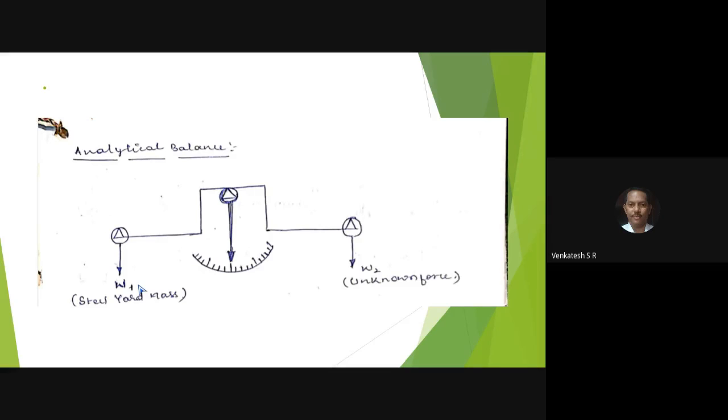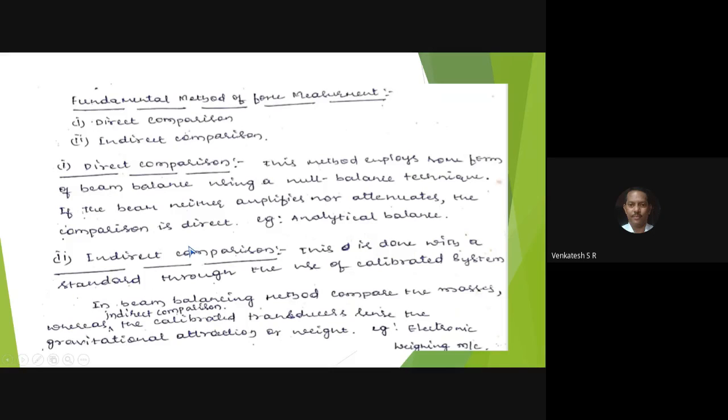The beam oscillates left and right. When the beam comes to a standstill, that is exactly 180 degrees. That is the measurement, when the needle reads zero. Next, come to the indirect comparison or indirect measurement.